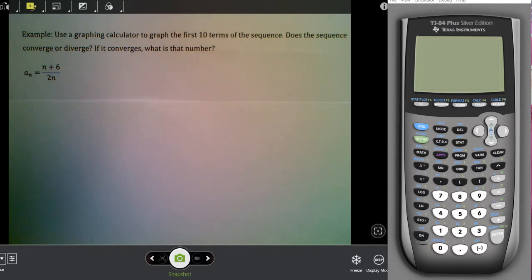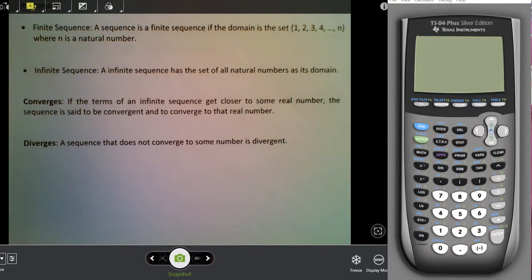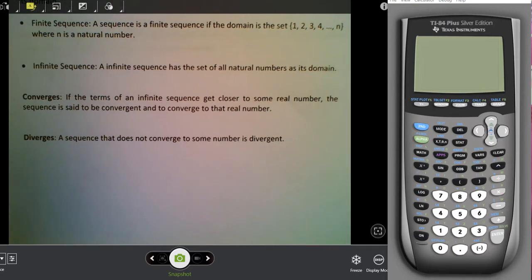Use a graphing calculator to graph the first 10 terms of the sequence. Does the sequence converge or diverge? If it converges, what is that number? So going back over the term converge or converges: if the terms of an infinite sequence get closer to some real number, the sequence is said to be convergent and to converge to that real number.